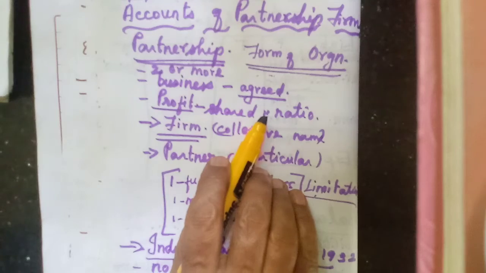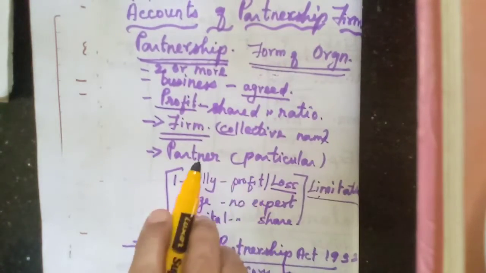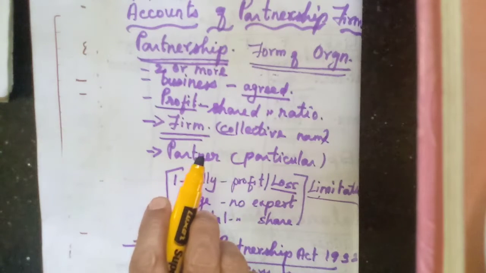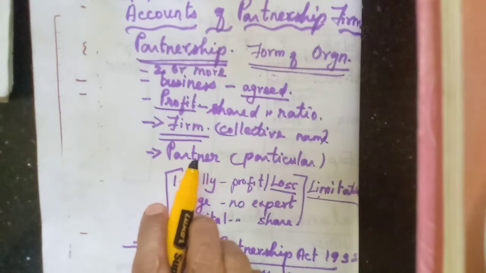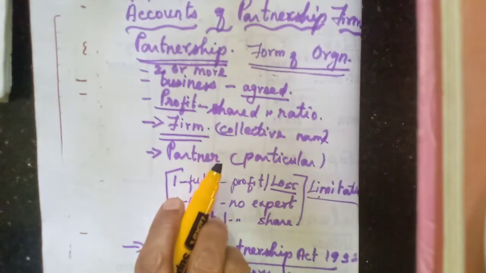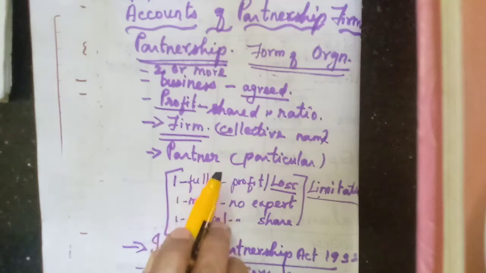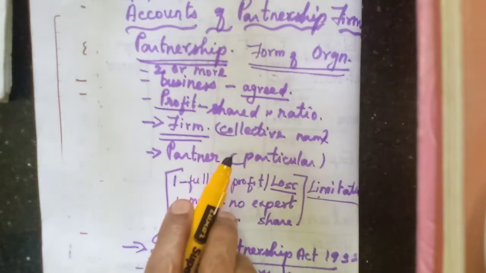Okay, for this partnership firm, there is an act. In India, the Indian Partnership Act 1932. Before independence, they had started one act, the Partnership Act. But after independence, the Companies Act 1956 was governing this one, the Indian Companies Act also.